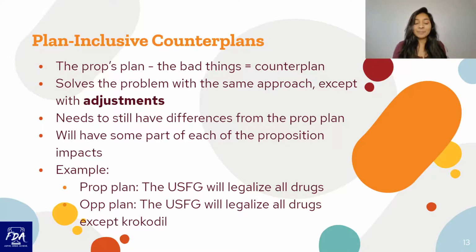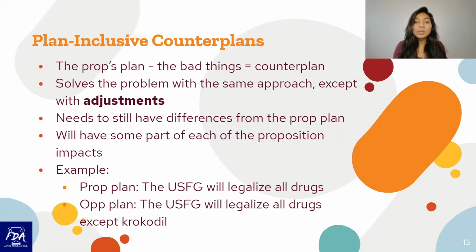But that's how the plan inclusive counterplans work. And so this is viable because if you're not legalizing crocodile, then you're technically not legalizing all drugs. So the opposition is still opposing or going against what the proposition is saying because they're disagreeing with legalizing all drugs because they're not legalizing one of them. And so they're giving a better solution, but they're still saying we're going to legalize most drugs.